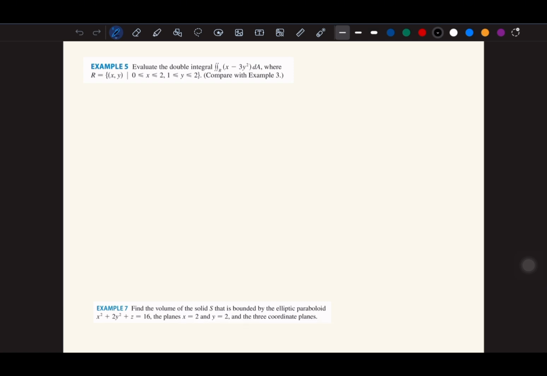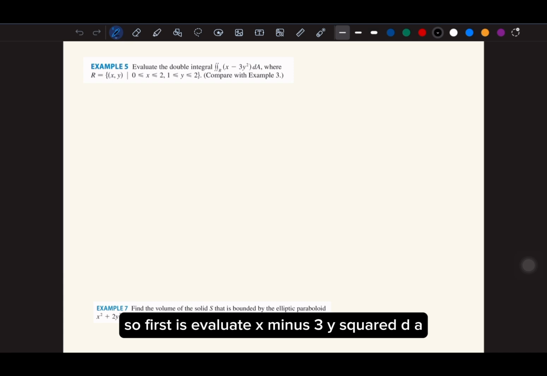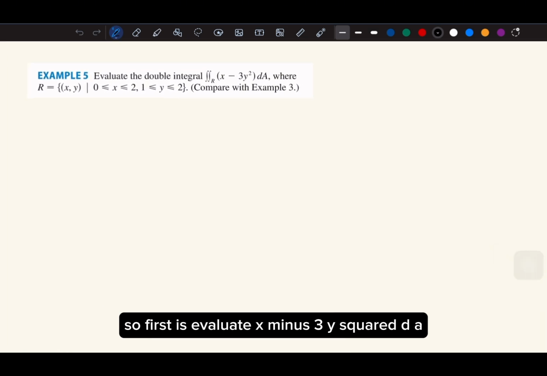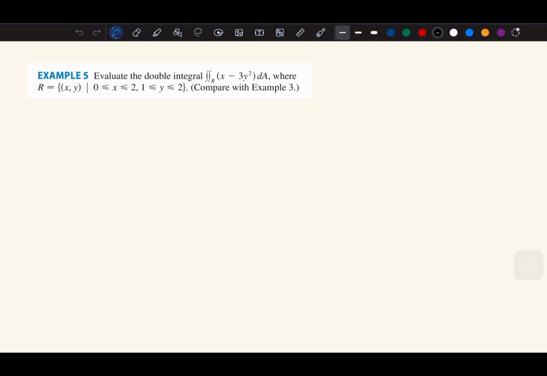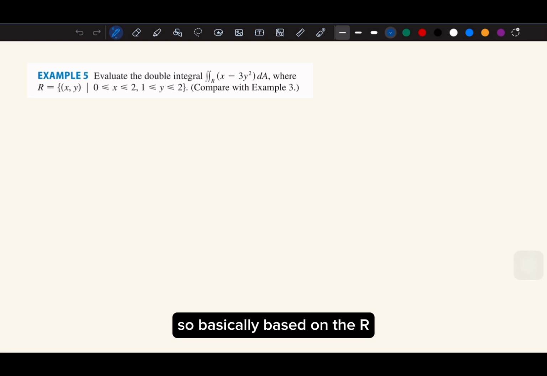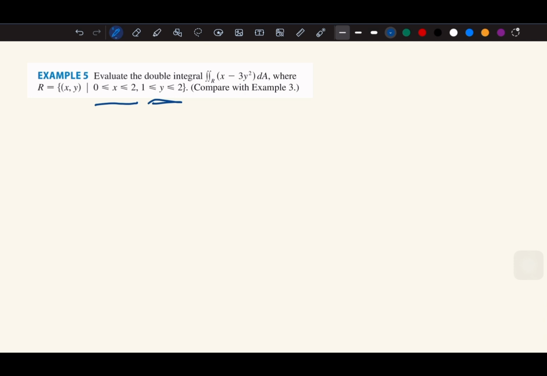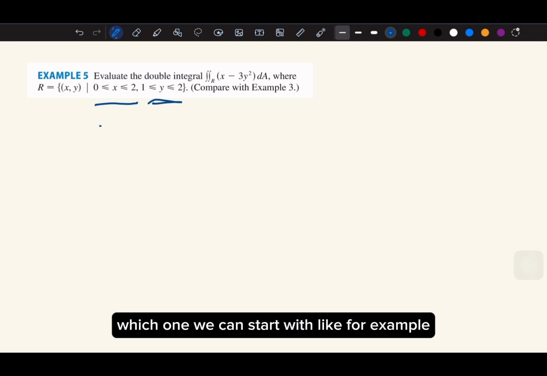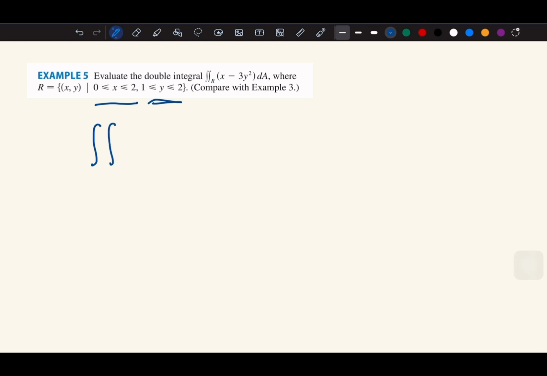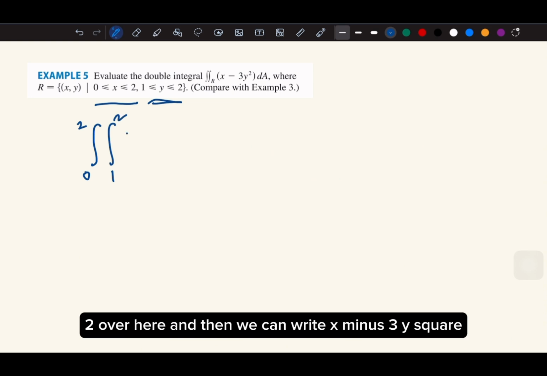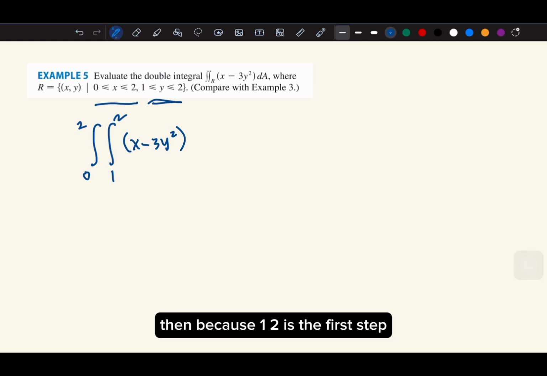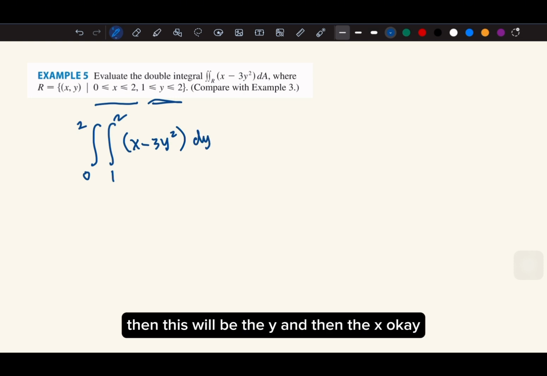The example. Okay, so first is evaluate x minus 3y squared dA, and then you have the endpoints for x and y. So basically, based on the R, we have x, right, and we have y. So we can design which one we can start with. For example, we can start with maybe 0, 2 here, and then 1, 2 over here, and then we can write x minus 3y squared. Then because 1, 2 is the first step, this will be dy, and then the x.